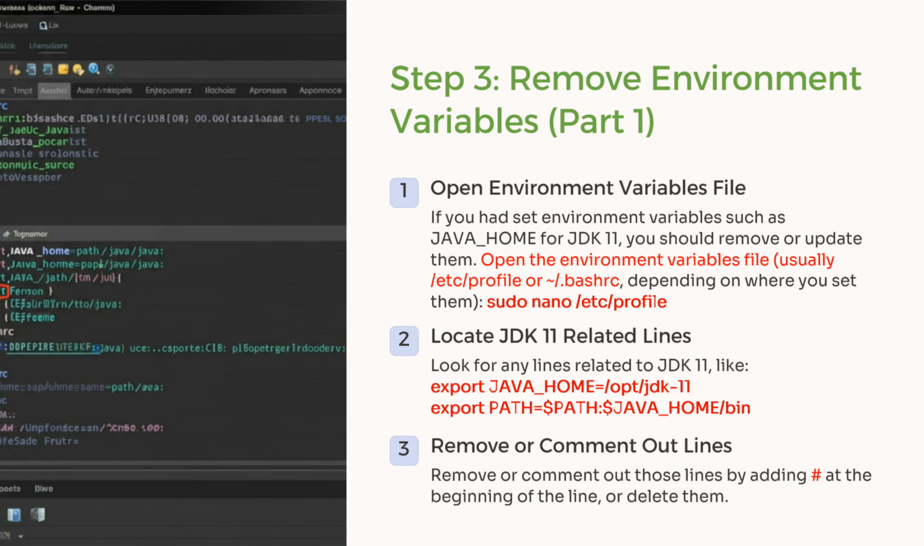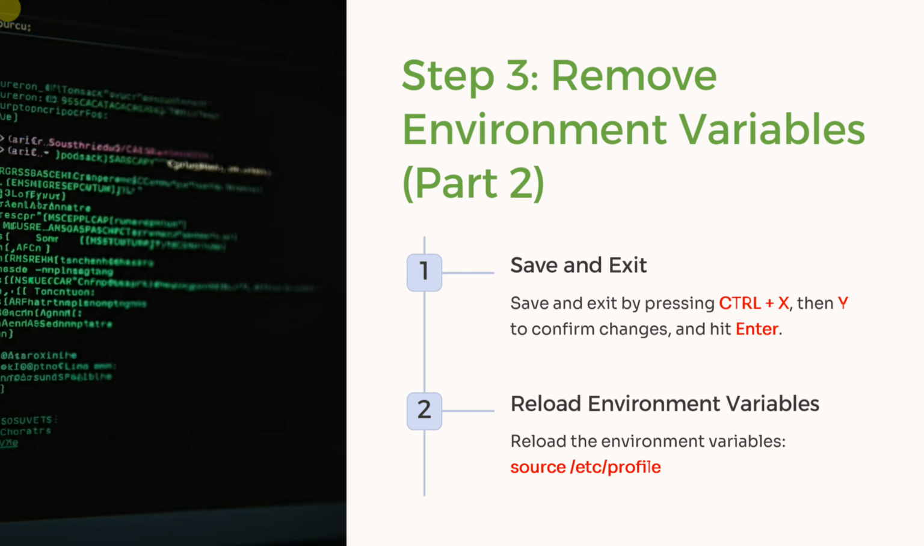Step 3 is remove environment variables. If you had set environment variables like JAVA_HOME for JDK 11, you should remove or update them. For that, open the environment variables file using the sudo nano command. Then locate JDK 11 related lines. Then remove or comment out those lines. Then save and exit by pressing Ctrl+X, then Y to confirm the changes. Then hit enter. Then reload the environment variables by running the command source with the profile file.